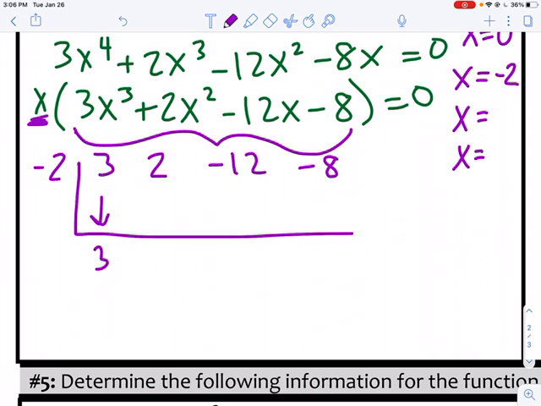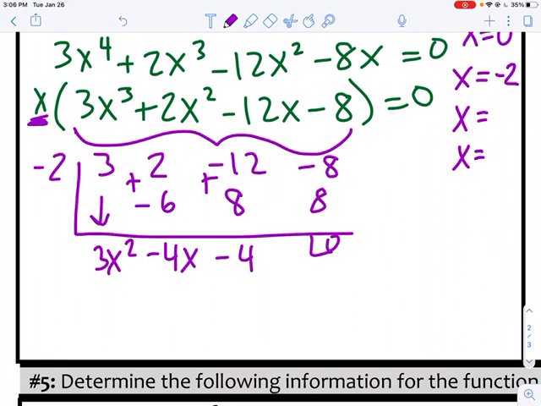So we drop the 3, multiply with the negative 2. Then we add. Then we're going to multiply with the negative 2 again. And then we're going to add and multiply by the negative 2 again. And good, we get a 0. We'll always get a 0 if we use this method. Okay? So really what we're left over with right now is 3, 1 power down, so 3x squared minus 4x minus 4. We could absolutely factor to solve here.